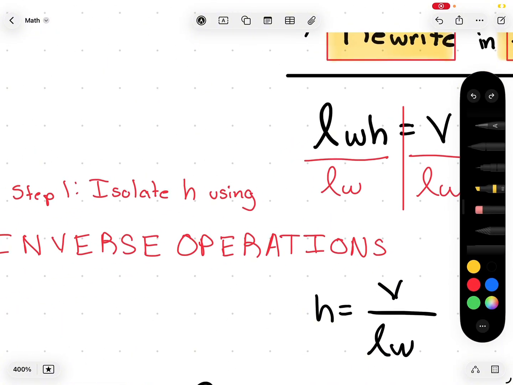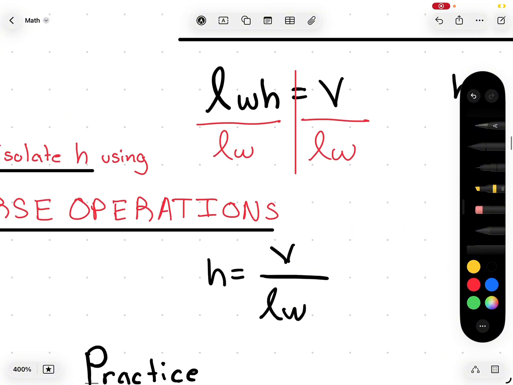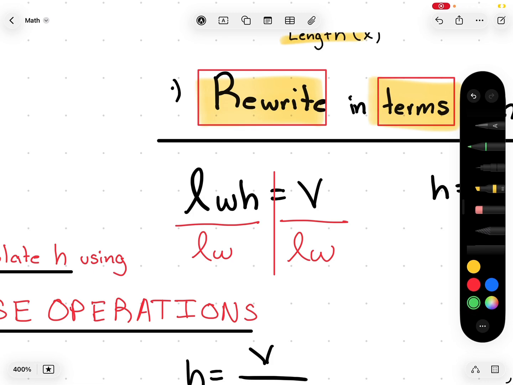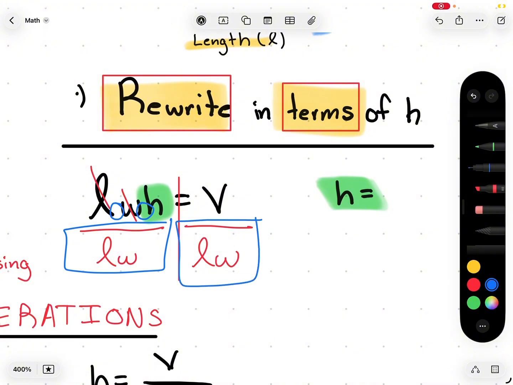So again, as I said earlier, to solve this question, you have to use the same method that you would for regular solving equations. So we have to isolate h by using inverse operations. So what does that mean? We're trying to get h equal to this. That's what we said over here, which means we have to get rid of L and W from this side. Right now, we can see that L and W are being multiplied to h. The opposite of multiplication is division, which is what's happening here.